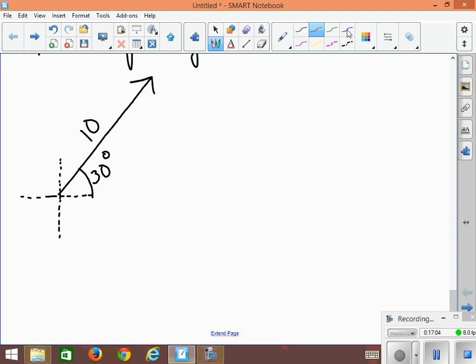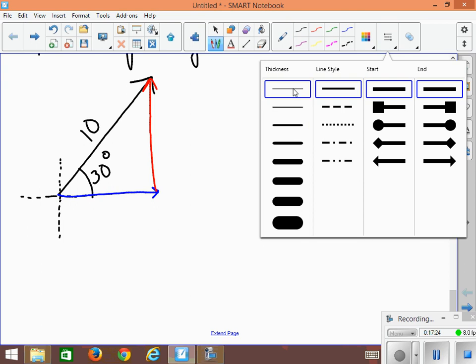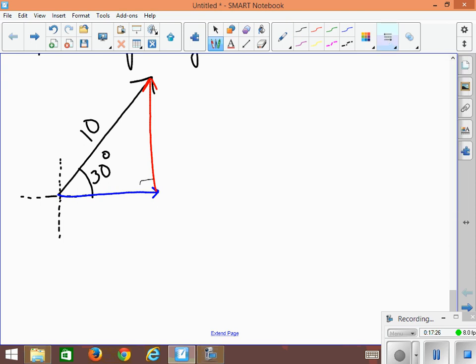Now we'll draw in our components. Let's draw the x component from here to here, and the y component. Notice where I stopped. I stopped directly under the arrowhead, because this has to be vertical, right? Because I have to make sure that I get a nice right angle right here.